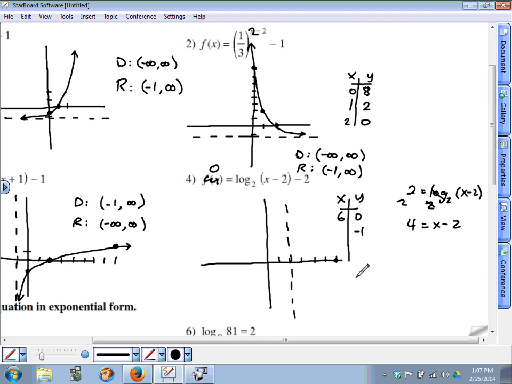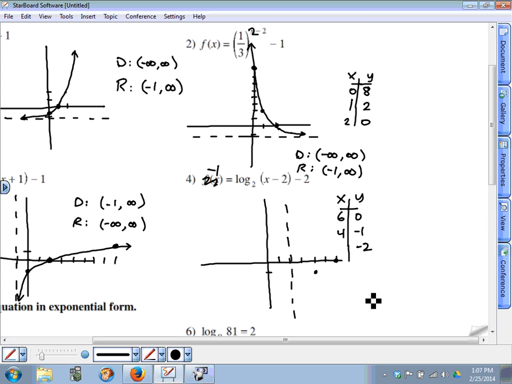We'll let y equal -1 here. So we put a -1 in place of y. Add 2 to this side and get the equation 1 equals log base 2 of x minus 2. Exponentiate with a base of 2. 2 to the first power is 2. 2 equals x minus 2. That means that x equals 4. So we have the point (4, -1).